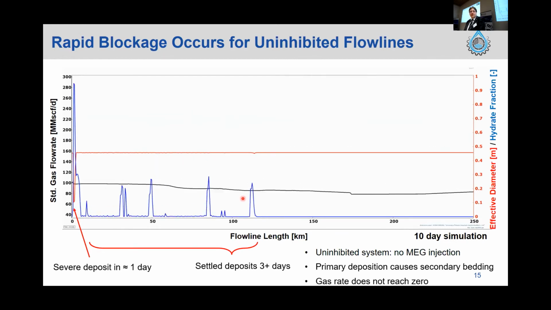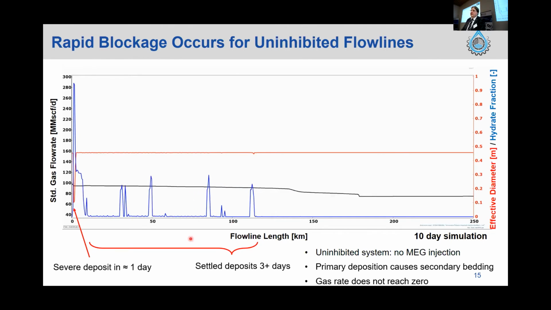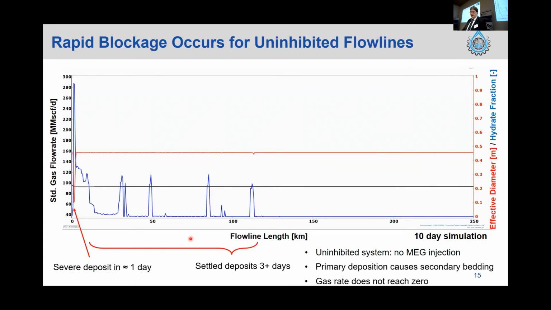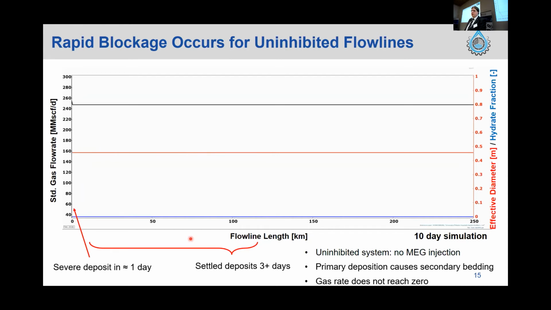Final thing to note on this simulation is that while the liquid line is most definitely stalled, we aren't seeing the gas reach zero. So that's an important thing to note when you're running these sorts of simulations. This system is definitely plugged, but it's just a limitation of the simulator at the moment that you don't see the gas rate itself go to zero. So this is a 250K line with no inhibition whatsoever. It shouldn't be particularly surprising that things don't go particularly well.